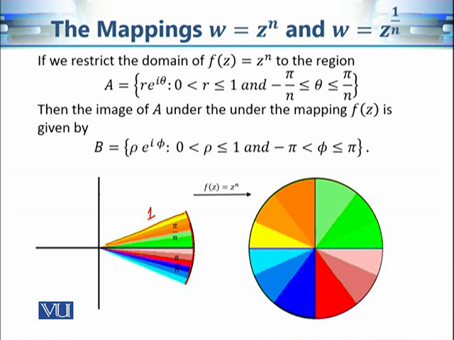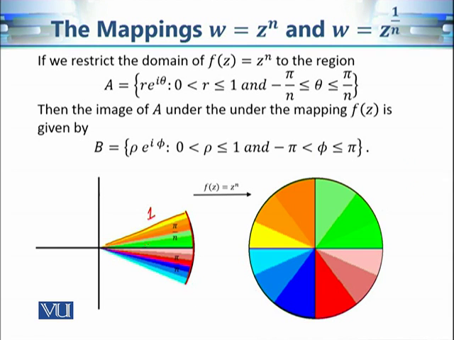So every image under this map of this sector will be contained in the disk, because rho lies between 0 and 1. And what will happen with the angle, the argument theta? It will be multiplied by n. So that's why phi lies between minus pi and pi, and so we will get the whole disk when we apply this function z raised to power n on this sector of the unit disk.